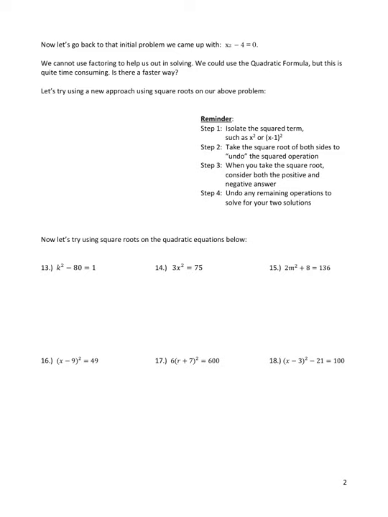So we're going to go back to that initial problem that we came up with that was highlighted in blue on the front page. It was x squared minus 4 equals 0. So since we can't use factoring to help us in solving, well, could we use the quadratic formula? I mean, we could. There is an a value, there's a c value, we would put in b as 0, but this is actually quite time consuming.